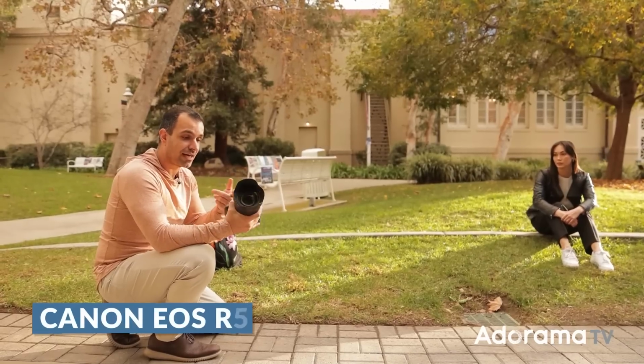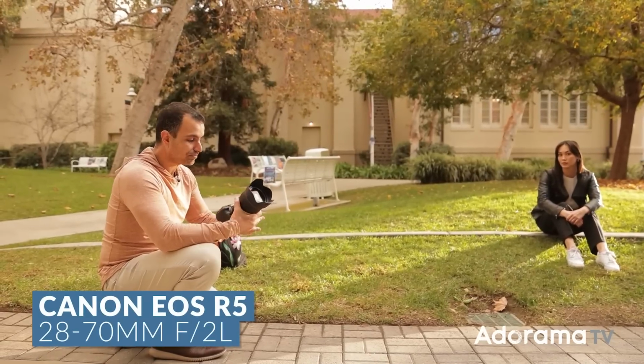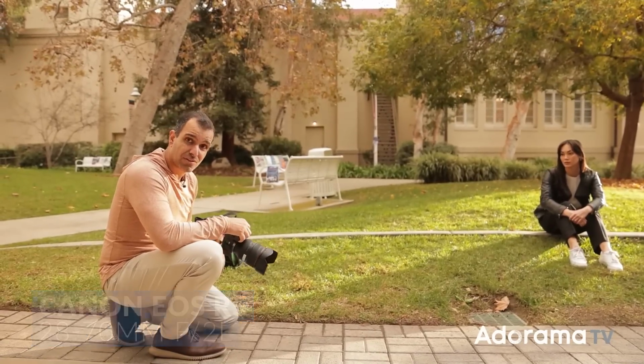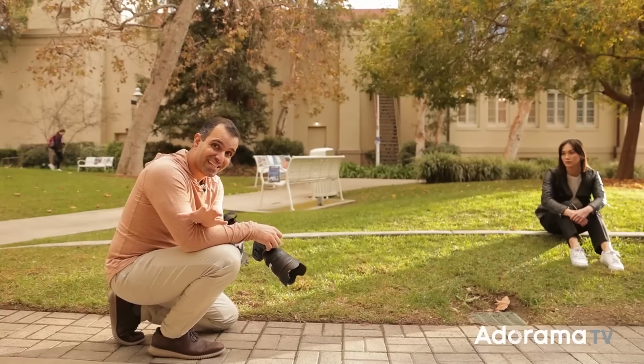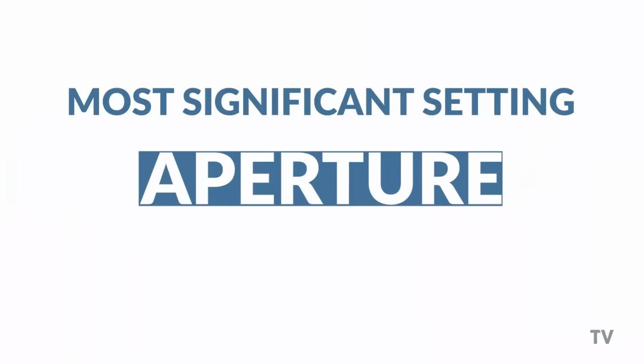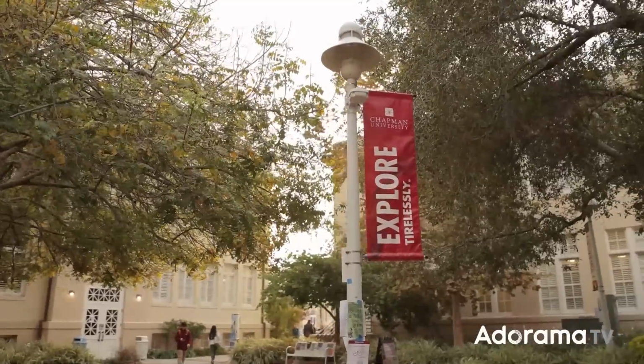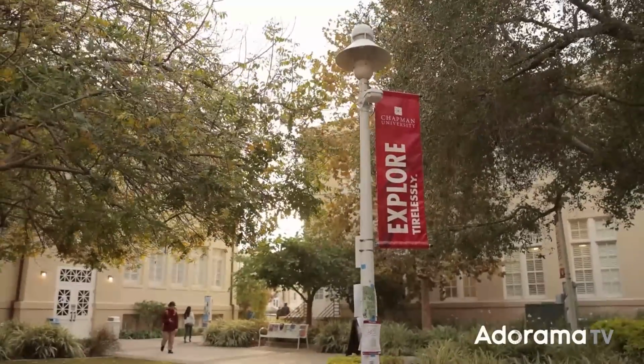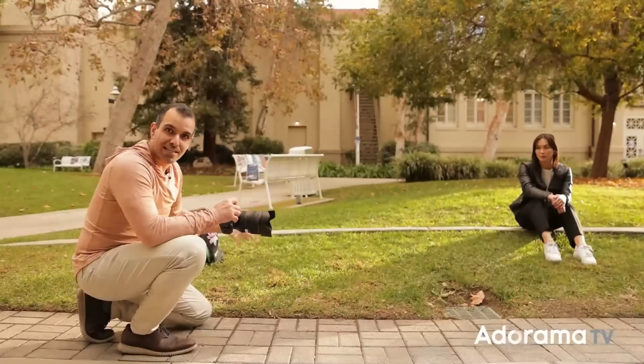I've got the Canon R5 with a 28-70 on it. What I'm gonna do is think first of artistically the most significant setting. And what I would say in this scene is it's probably aperture. Not only does this background have a lot just kind of going on naturally, but also all these signs, this explore sign, the bench, the other signpost. I want to knock all that stuff out.